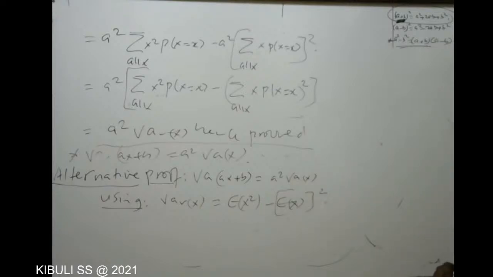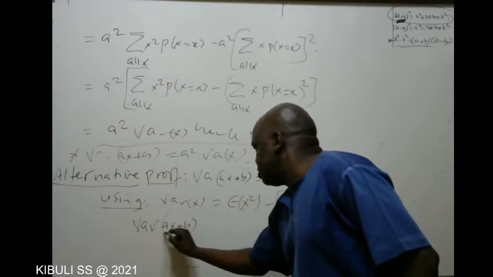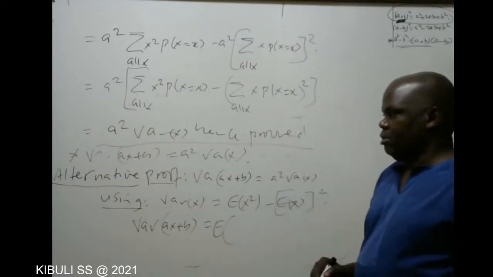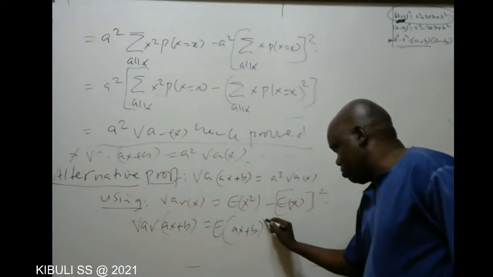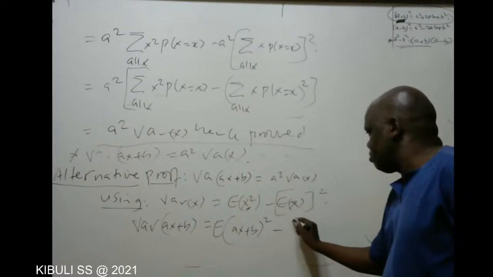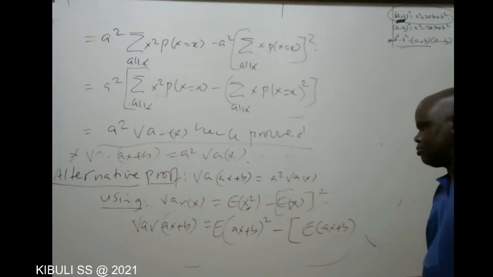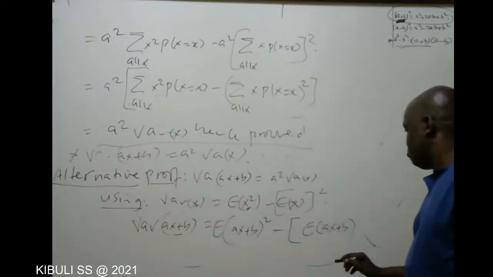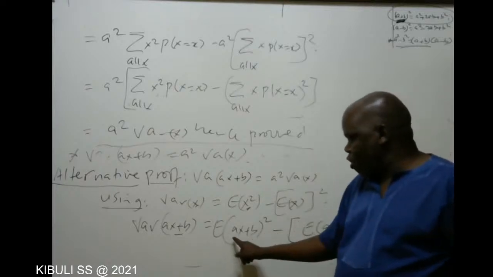Using that one, you can say variance of ax plus b shall be equal to the expectation of ax plus b, and this part is going to be squared because we are squaring it. Then minus, open brackets, expectation of ax plus b. We are substituting where we get x, we put that one, then we square this one. Now, if we are using this, at the back of your mind, you must be aware what you are doing exactly. We are working for the expectation of this one squared.